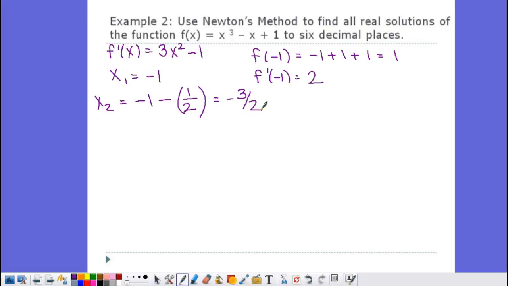So let's jump to the calculators now. What we would be looking at is negative 3 halves minus f of negative 3 halves over f prime of negative 3 halves.